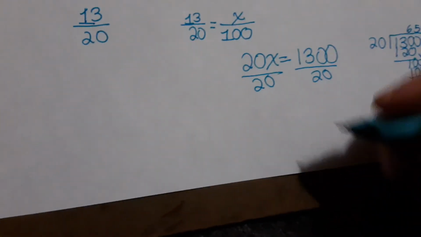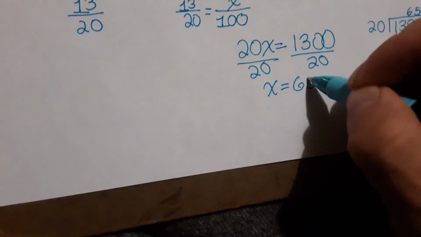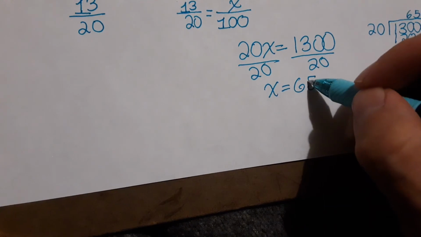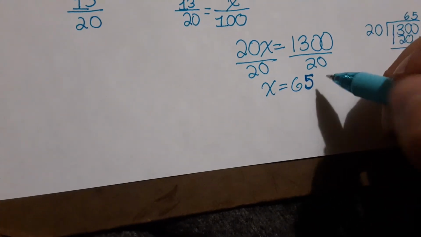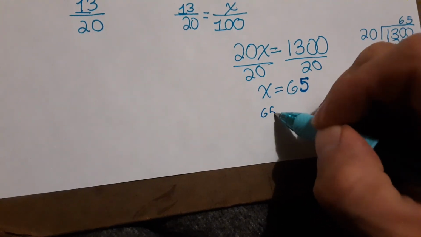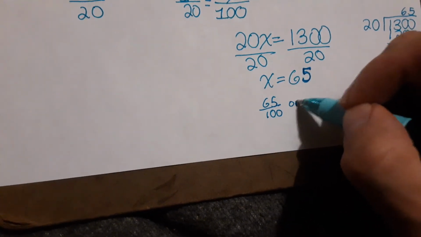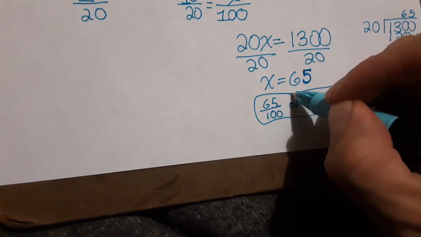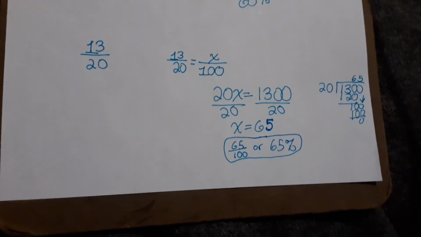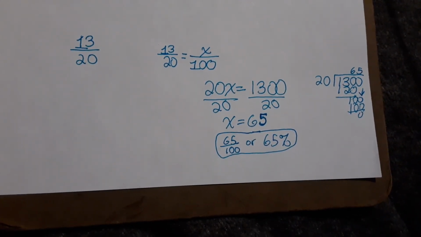So x ends up equaling 65. So the fraction is 65 over 100, or quite simply 65%. You can take a second and pause that screen if you need to. Write this down.